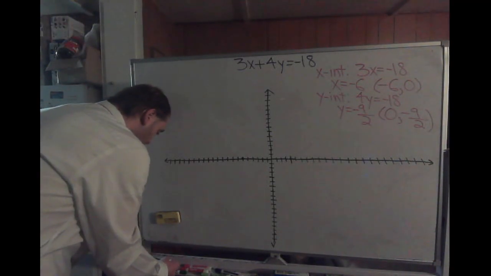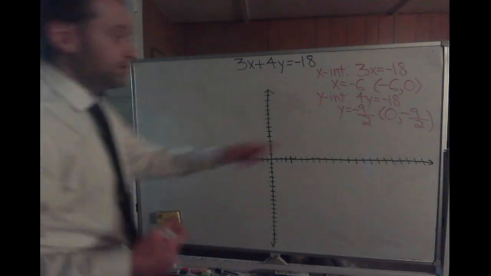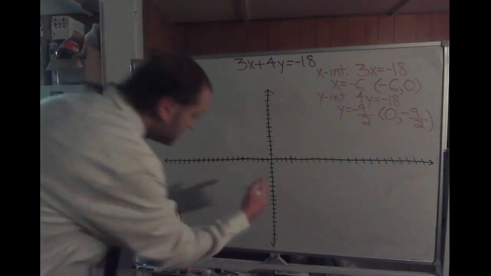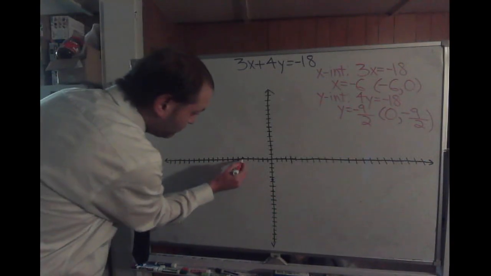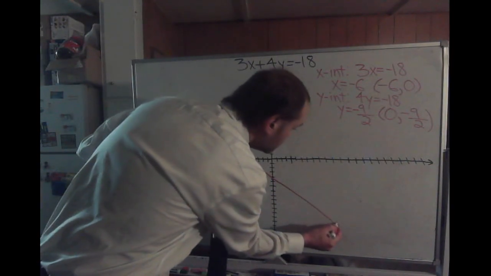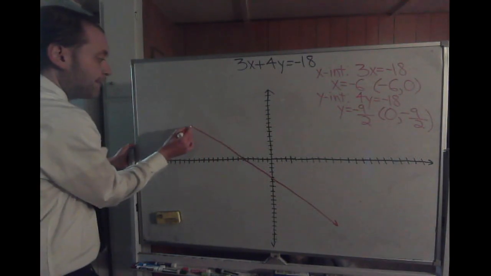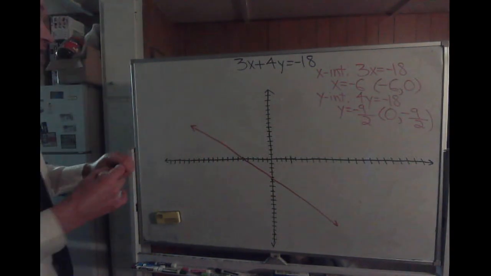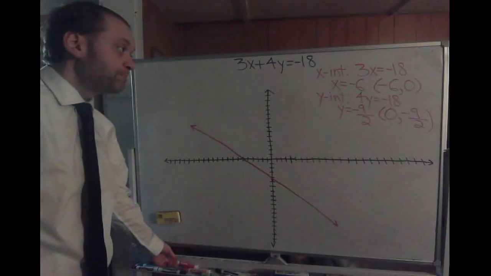Okay, so I need this marker to plot the point. So (0, -9/2) is going to be down here at (0, -4.5). So now I've plotted the x and y intercepts. Let's go ahead and draw the line through. And there is the graph of 3x plus 4y equals negative 18.